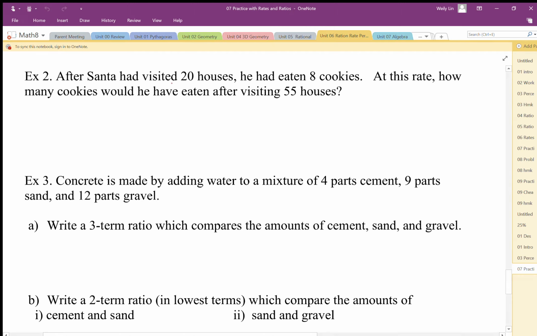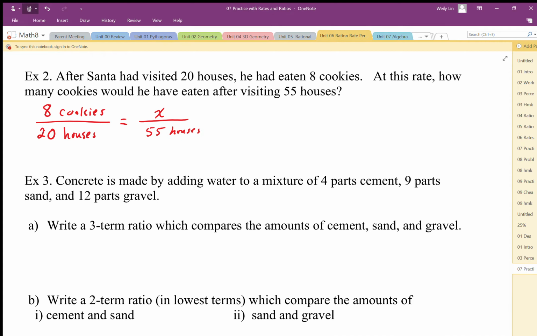After Santa had visited 20 houses, he had eaten 8 cookies. So at this rate, how many cookies would he have eaten after visiting 55 houses? We're going to set this up as a proportion, and we'll compare cookies to houses. So this is our comparison, and we can set up an equivalent proportion. We don't know how many cookies, that's what we're looking for, and we're going to be at 55 houses.